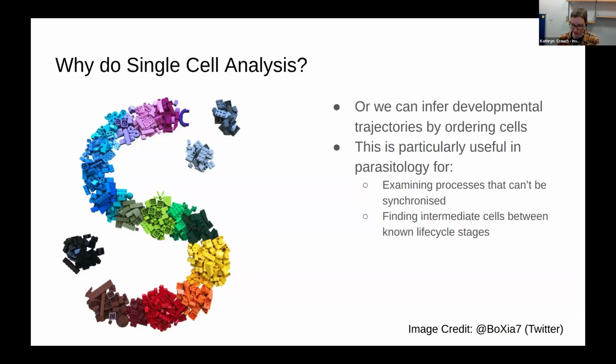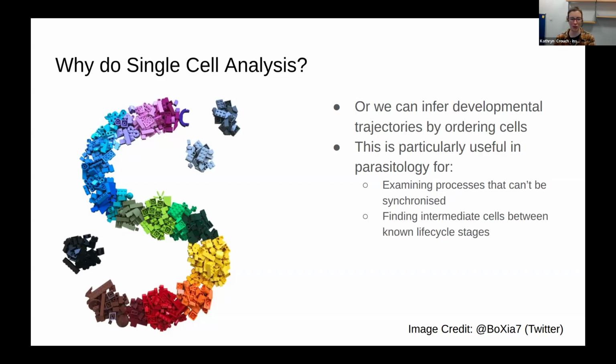If you can't synchronize something, you're never going to be able to sequence discrete populations. So you normally have to look at something heterogeneous, and this can be a very useful way of doing that. But it's also very useful for looking at differentiation.